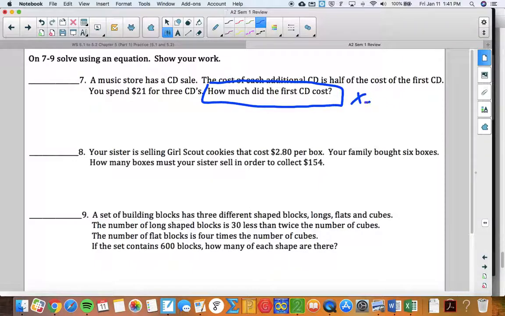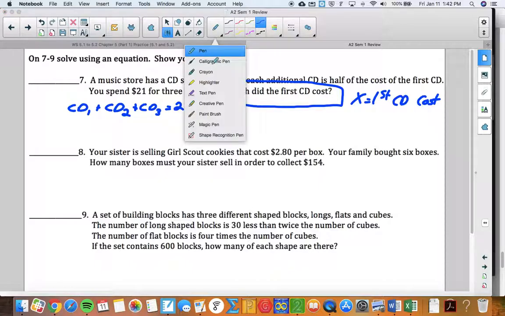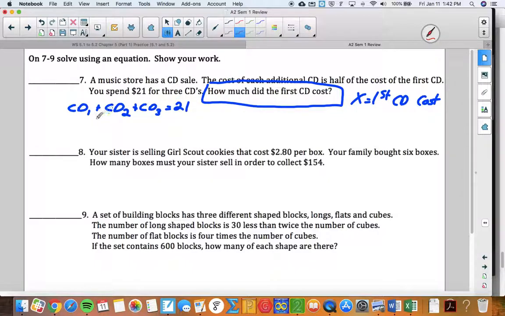So x is going to equal first CD cost. So I bought 3 CDs. So CD1, that's like a subscript, CD2 plus CD3 equals $21. So my first CD is x, the cost of the first CD. The second CD costs half of that, so 1/2 x, and the third CD again is still half of the original or the first CD's cost.